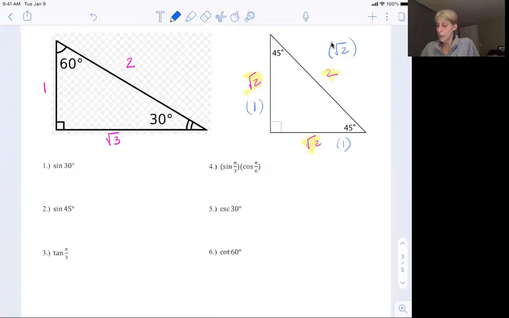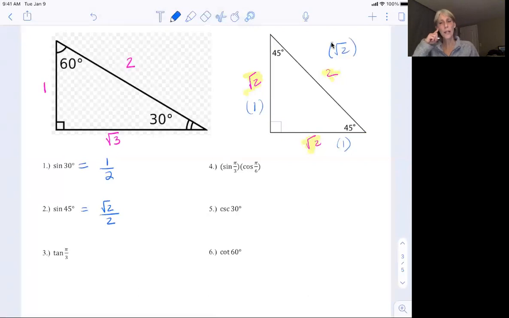The sine of 30 is simply opposite over hypotenuse, 1/2. The sine of 45, opposite over hypotenuse. Now, it doesn't matter which one you use. You can use either angle here when you're putting your side lengths in.